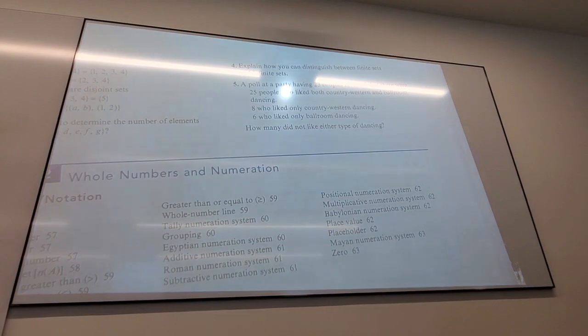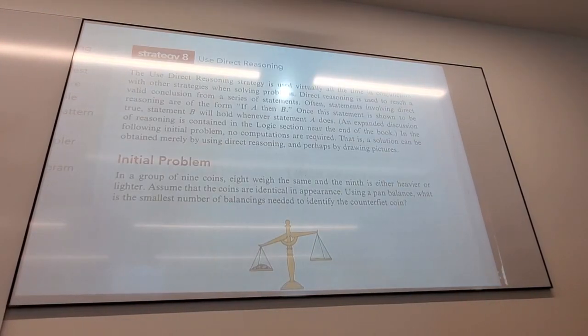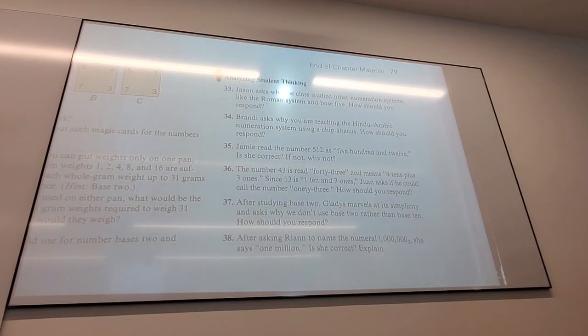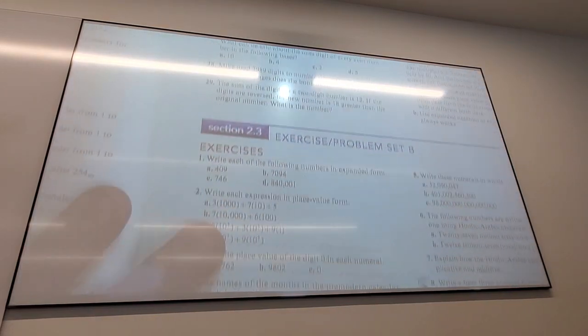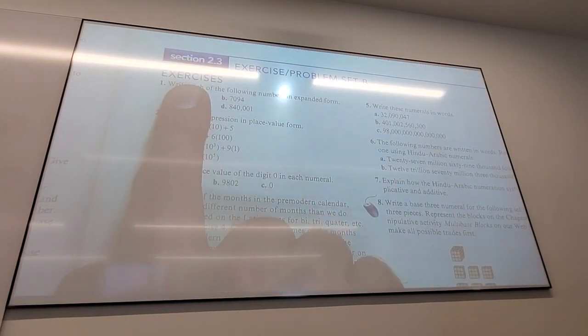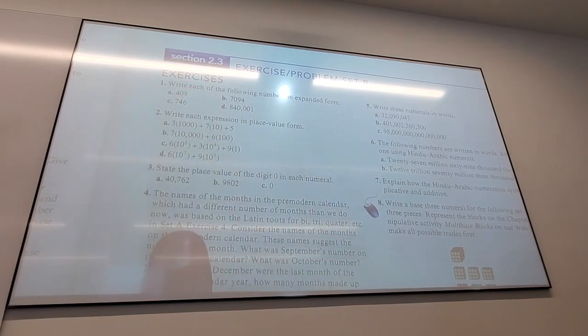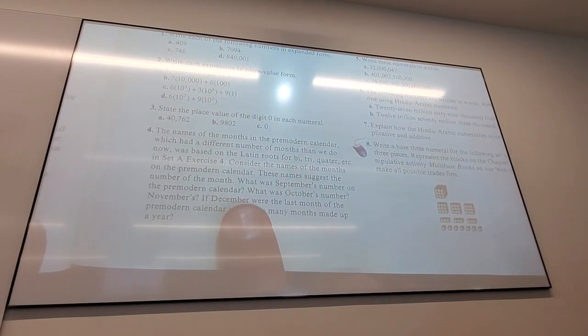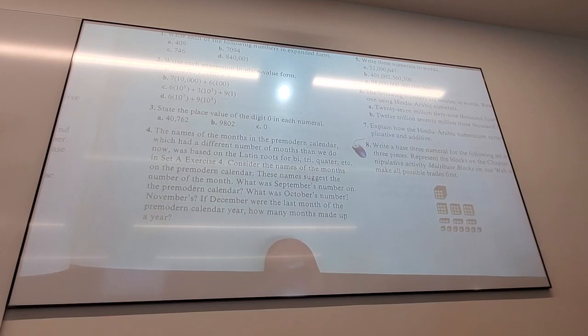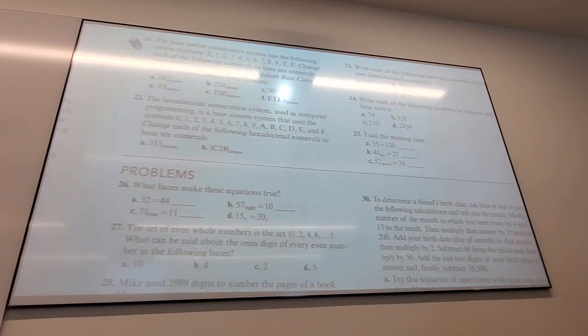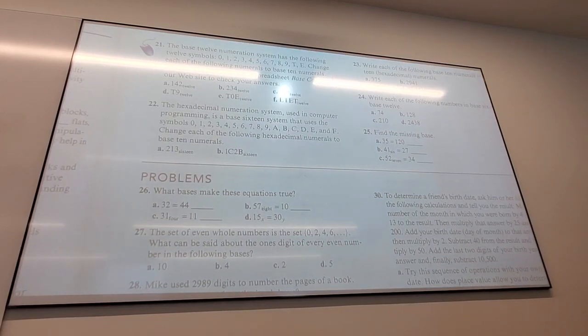But I did have a question about section 2.3, set B, number 4. It says set A, exercise 4. I see the figures, where are the exercises? Wait a minute, hold on. 2.3B, number 4. So these are exercises, right? Oh, duh, okay. That makes sense. Are you good? Okay.